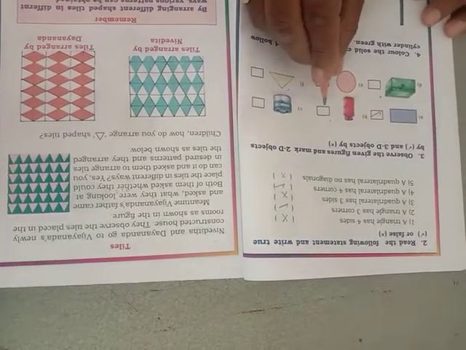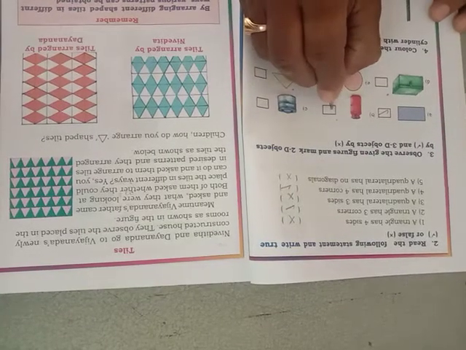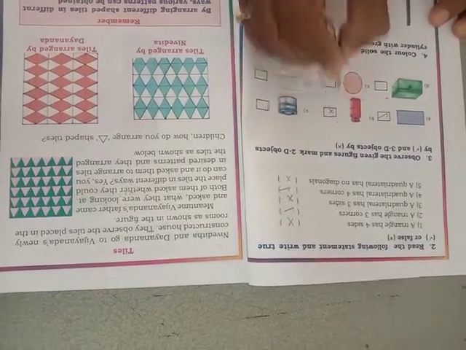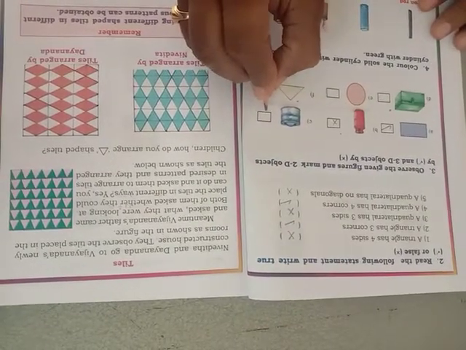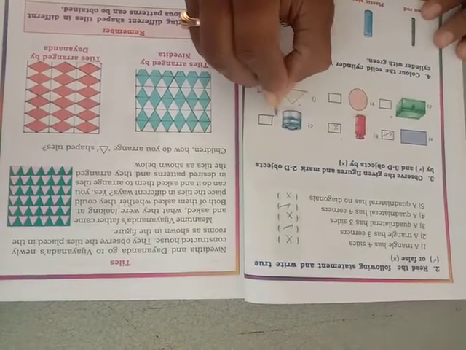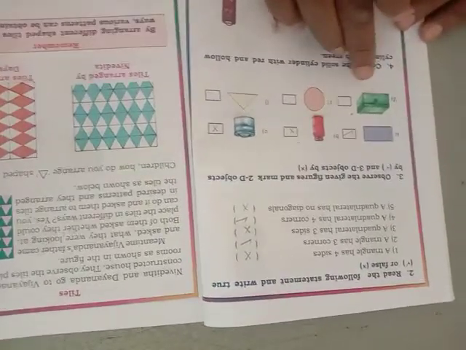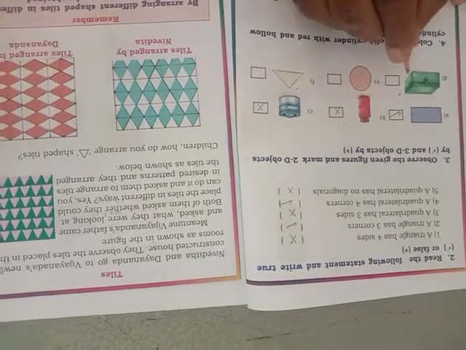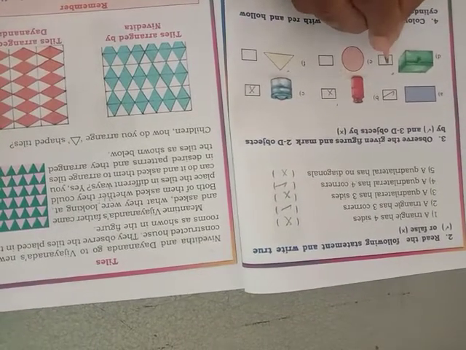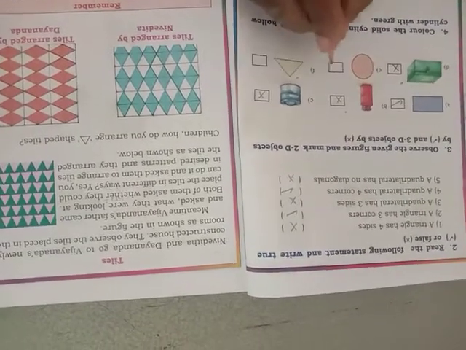Then a cylinder has 3 diagonals. A tin is also a 3D object. Tin is also a 3D object, so it is crossed. This is a box. It is a 3D object. Cross. A circle is 3D.